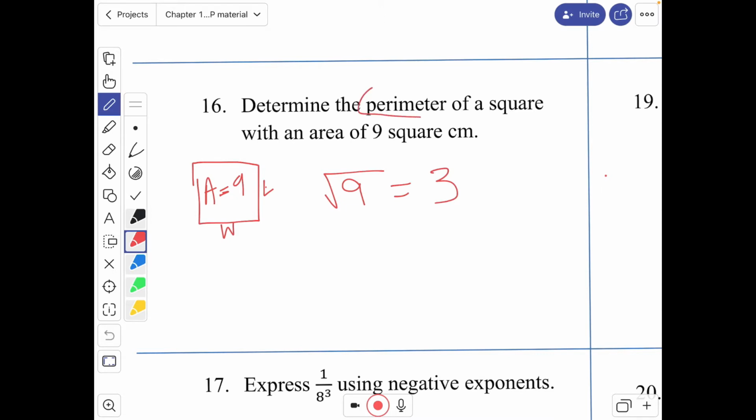That doesn't answer the question, though. It says, what's the perimeter? So each side is 3. That makes the perimeter 12.